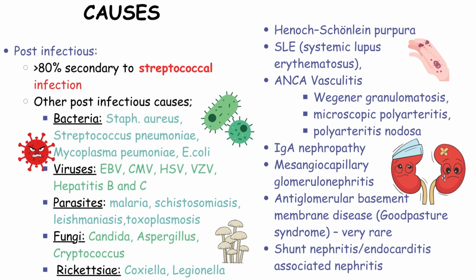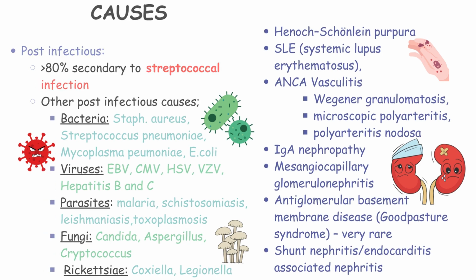Autoimmune disorders like systemic lupus erythematosus and ANCA vasculitis, IgA nephropathy, mesangiocapillary glomerulonephritis, and rare cases like anti-glomerular basement membrane disease, Goodpasture syndrome. Furthermore, shunt nephritis and endocarditis-associated nephritis may rarely contribute to the development of nephritic syndrome.